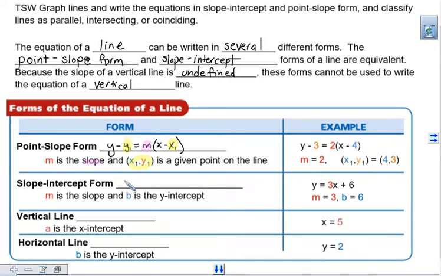Our next equation for a line is slope-intercept form, and it is y equals mx plus b. Again, m is still the slope, which we talked about yesterday, and b is your y-intercept. Remember that a y-intercept as a coordinate is 0 and then your number, 0 and then b.